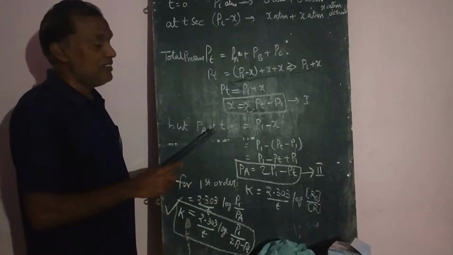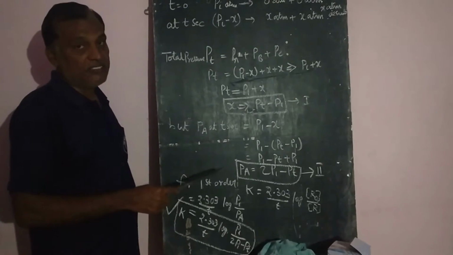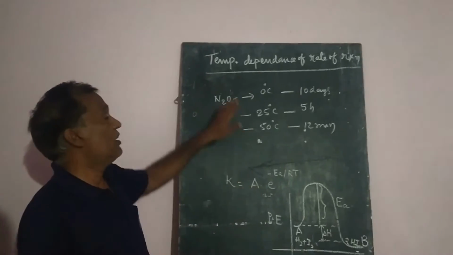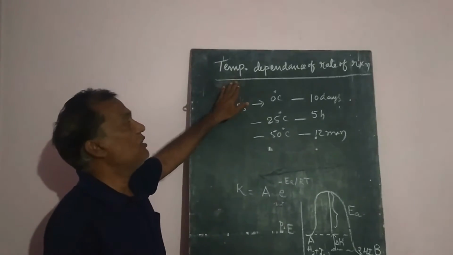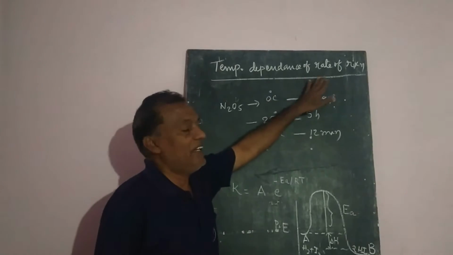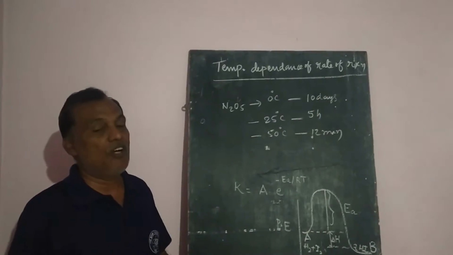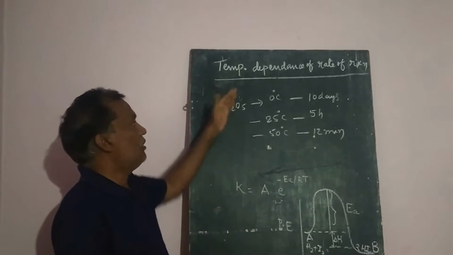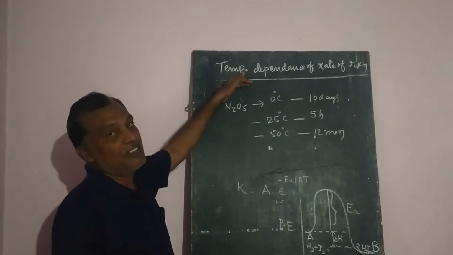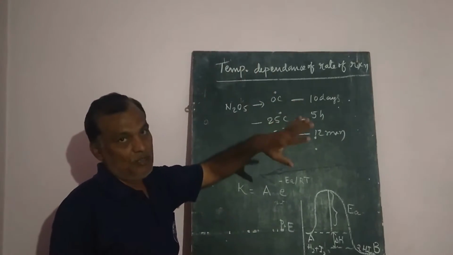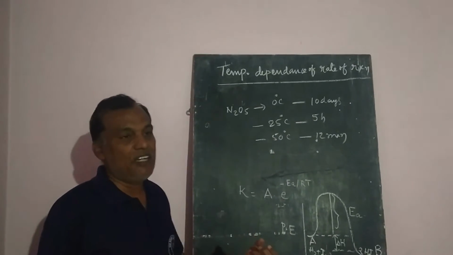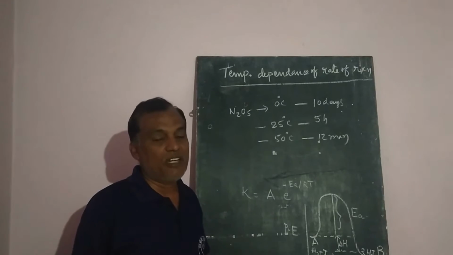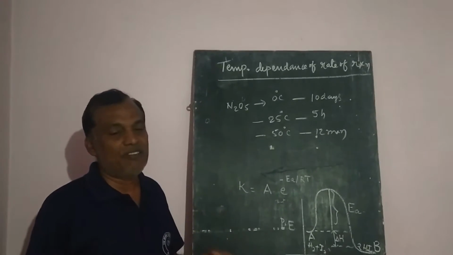So learn this, try to understand, practice once. Next concept: the second one is the temperature dependence of the rate of reaction, that is, how temperature affects the rate of reaction. Already we know that if the temperature increases, some reactions will speed up, because by gaining some energy, the molecules will collide with other particles and form the products very easily.